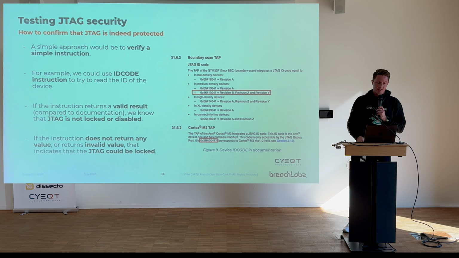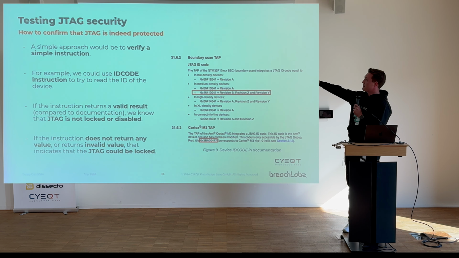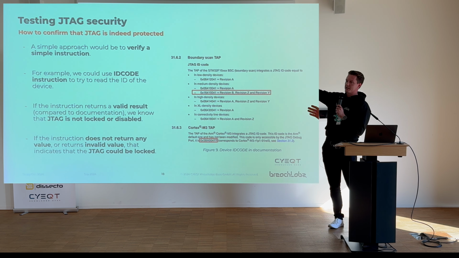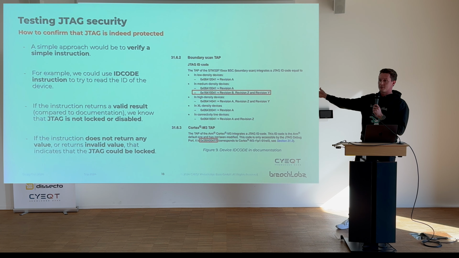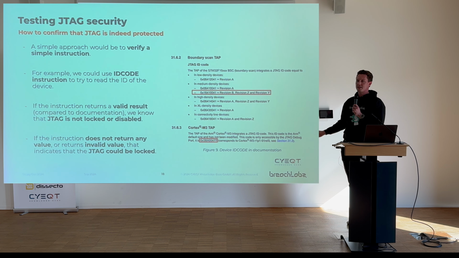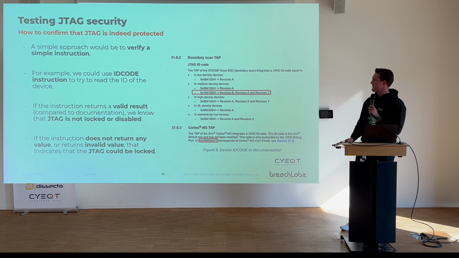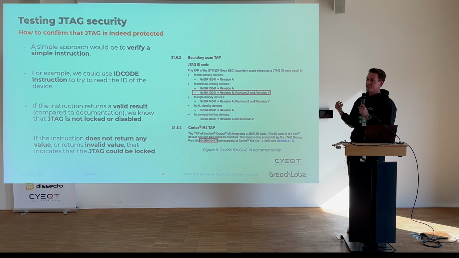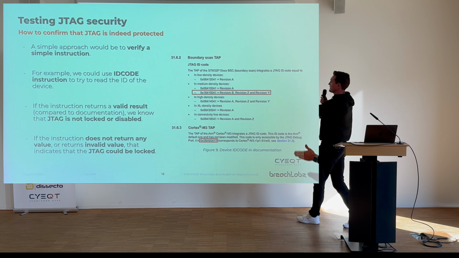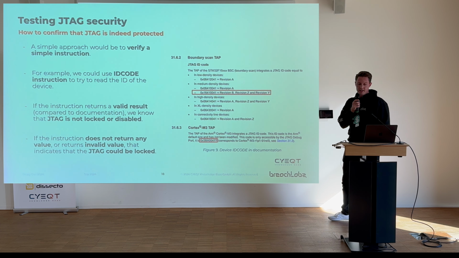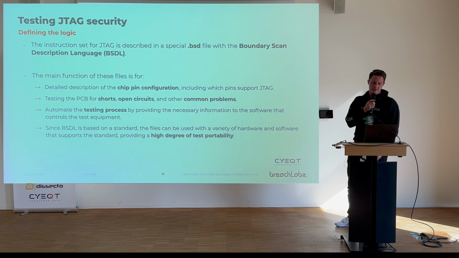All right, so we can, for example, take a sample instruction, which is the ID code, and then we can see, does it return a valid result? Or are we completely locked out of the interface? For example, if the instruction doesn't return any value, or if it returns false values that don't match the specification that we have read, for example, in the data sheet, as you can see here, then the JTAG interface is probably not available.